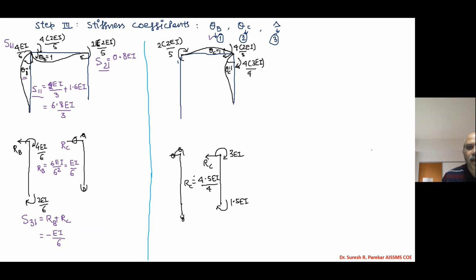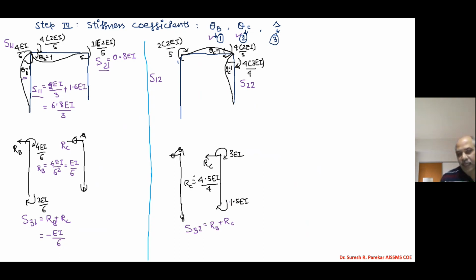So we are here S1, S1. Here we have S2. And here we have S3. Now we have displacement applied at 2. So we have S12, S22, and S32. And again, we have this as RB plus RC.